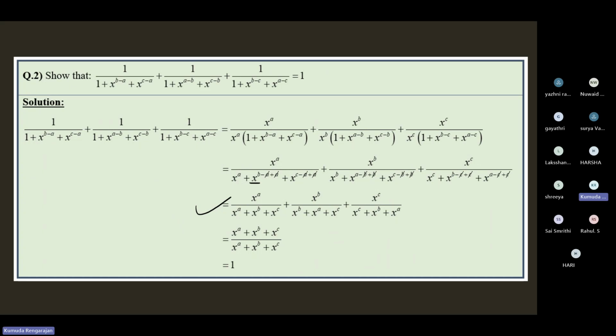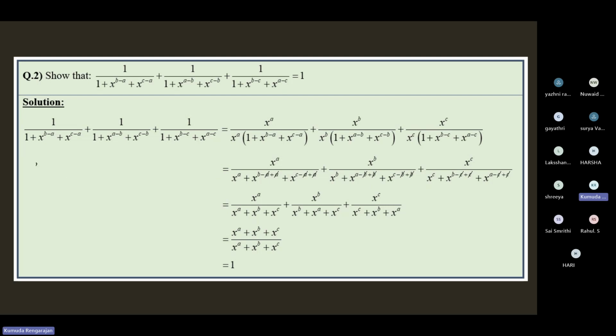You can see x to the power b, x to the power c. See, minus a plus a cancels. So we have only x to the power b there. All right, so in this step, we've just written what is left out of this step. Now LCM. In the next step, LCM.